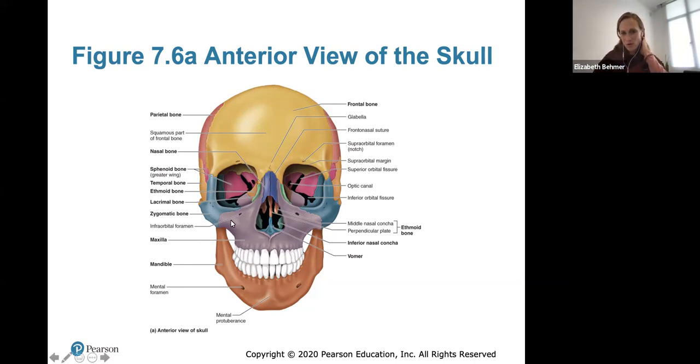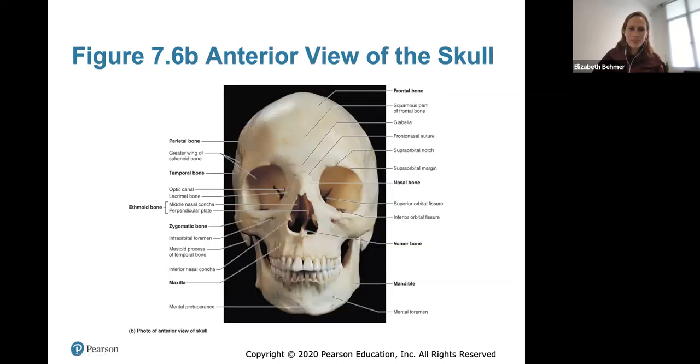You can see infraorbital foramen, supraorbital foramen, the different fissures, the different parts of the ethmoid bone, the middle concha, perpendicular plate. Here's your vomer, which is an unpaired bone that makes up the bottom part of the nasal septum. You see your mental foramens here, and then the mental protuberance is just another word for the chin. Here's another look, a photo of the anterior view of an actual skull without colors shown.